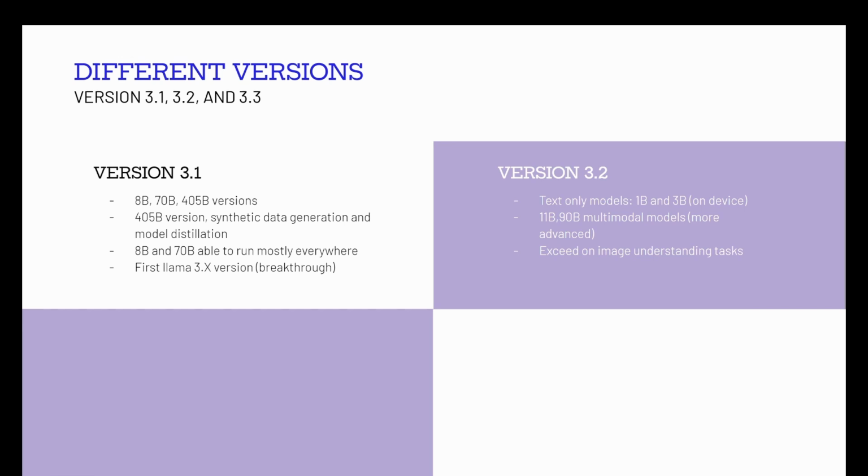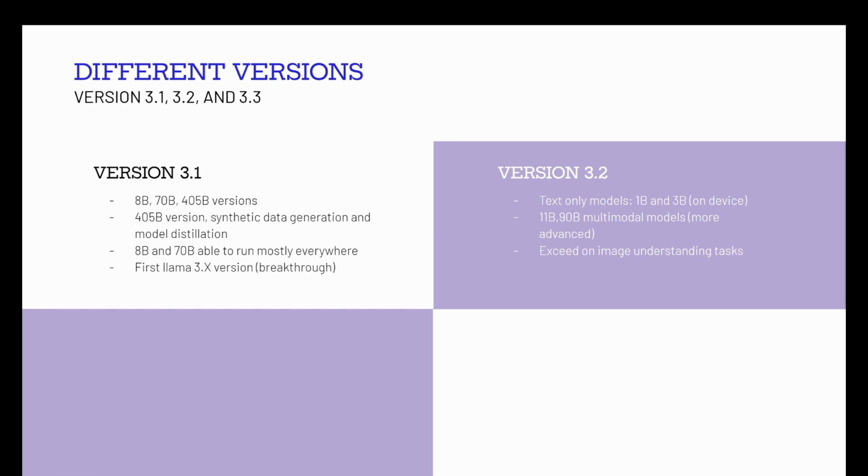It has 2 text-only models, 1 byte and 3 byte, that are very easily accessible on devices and can do the basic summary and analysis tasks. The 11 byte and 90 byte versions are multimodal models, so they are more advanced than the lightweight models, and are what I would recommend for someone in the humanities that would want to use this AI.